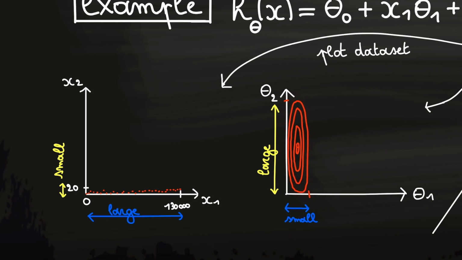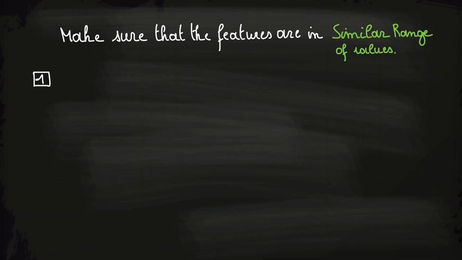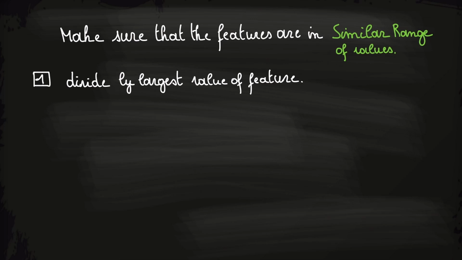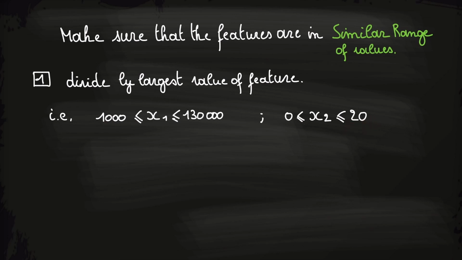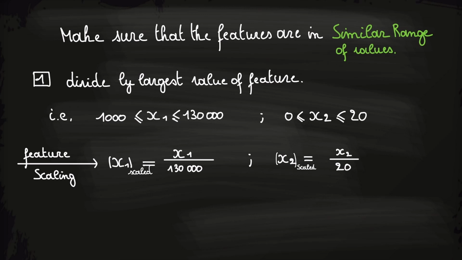So what we want to do is to make sure the features are in the same range of values. One way to do this is to divide the features by the largest value of that feature in our training set. For example, the largest mileage that occurs in our training set is 130,000 and the smallest mileage is 1,000. Also, the largest age is 20 and the smallest age is 0. Then we get the following ranges.